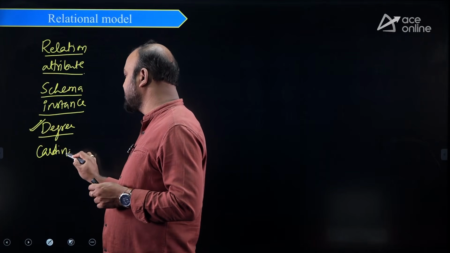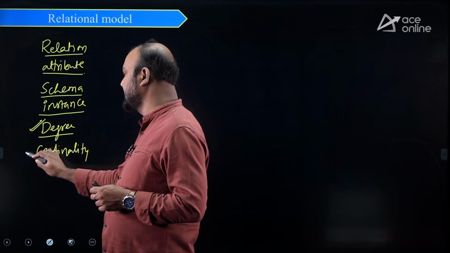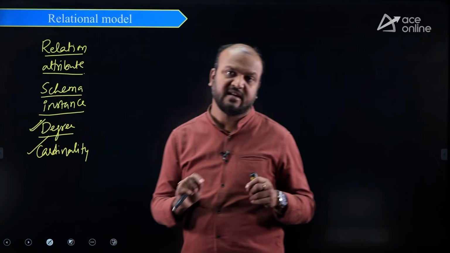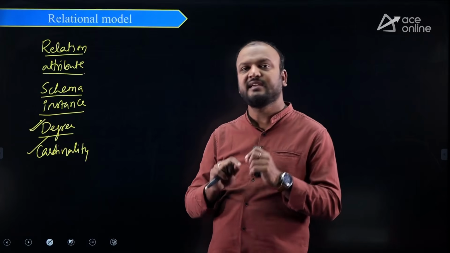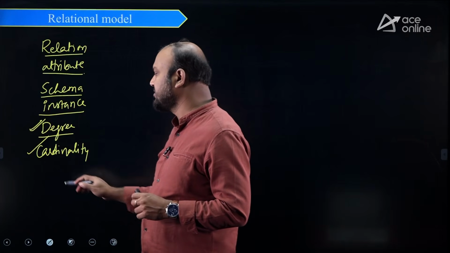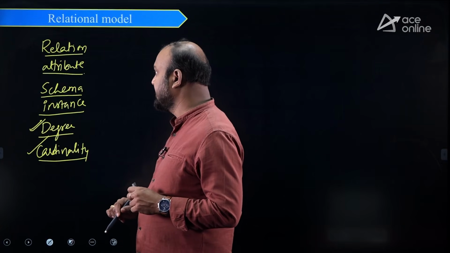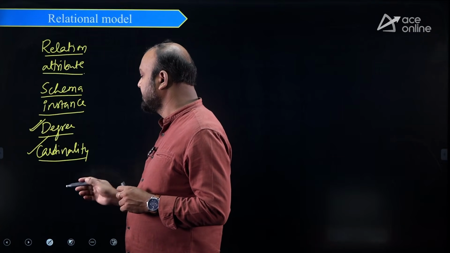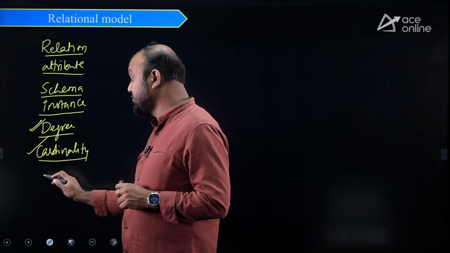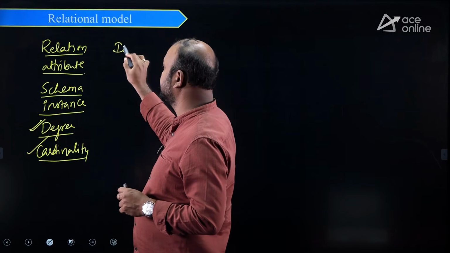Because degree was asked already, you may expect a question on cardinality. What is cardinality? It specifies the number of tuples in a relation instance. It means at that particular moment of time, how many tuples are there is called cardinality. Degree, cardinality. Then we have discussed integrity constraints.